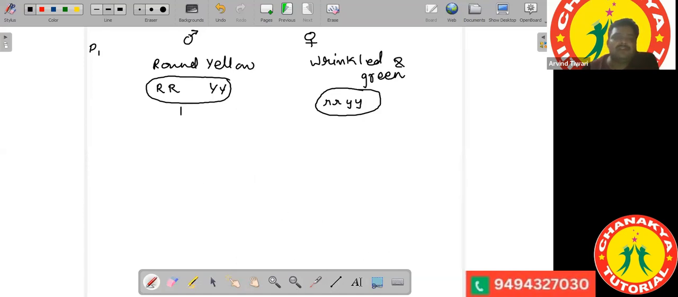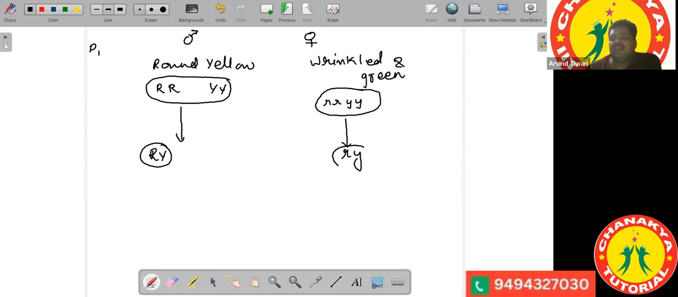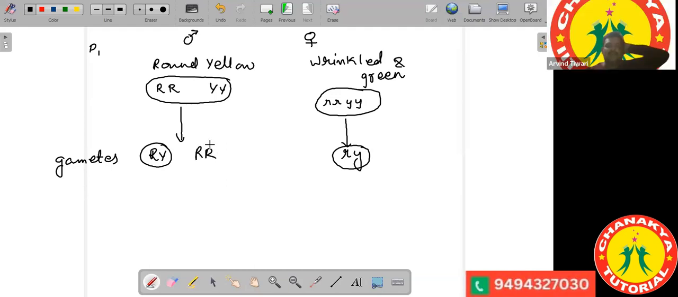Tanishka, can you tell what type of gametes will be formed from the parent? From the male parent, what gametes will be formed? So I think from round and yellow it will be R and Y, and from wrinkled and green it will be small r and small y. Okay. So is there any other possibility of formation of any other gamete? No, sir.